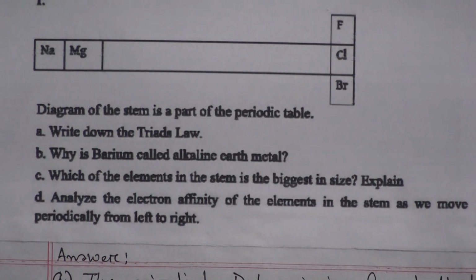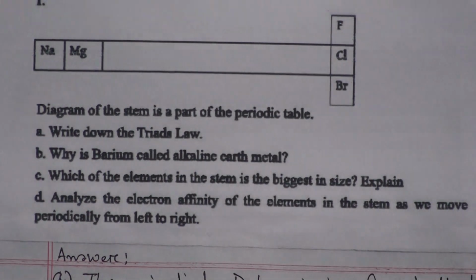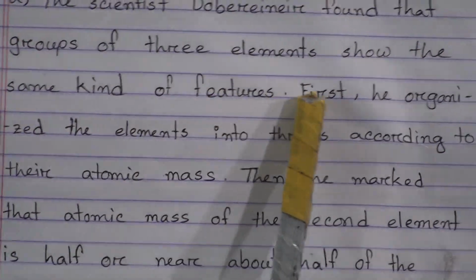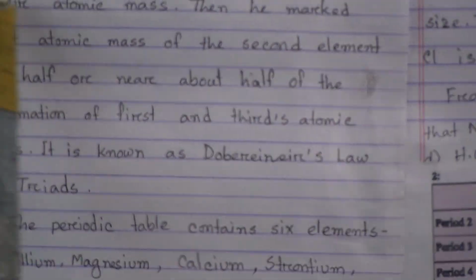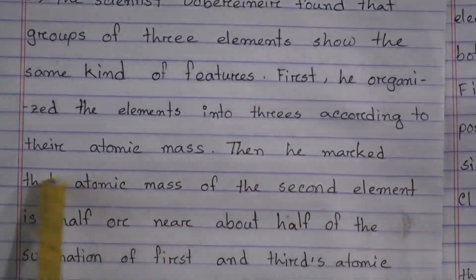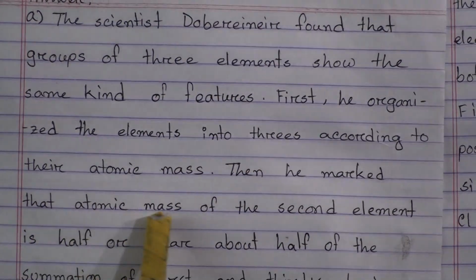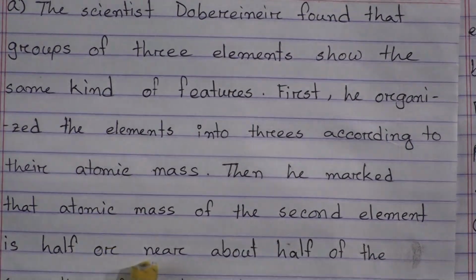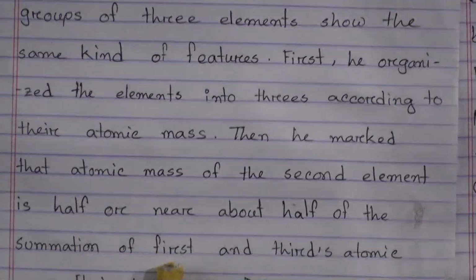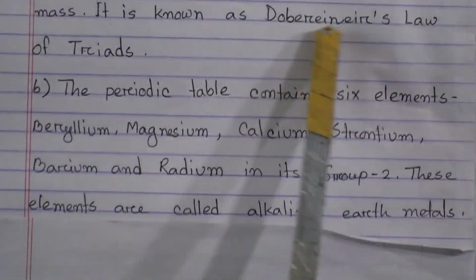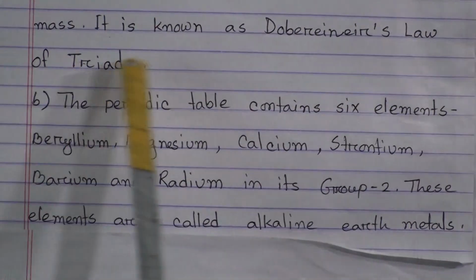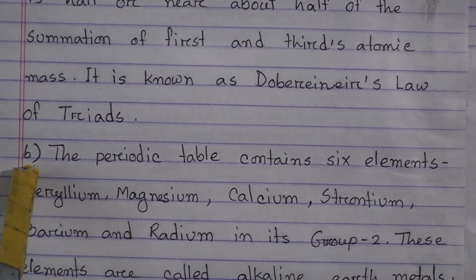The first one, the answer: scientist Döbereiner found that groups of three elements show the same kind of features. First he organized the elements into threes according to their atomic mass, and then he noted that the atomic mass of the second element is half, or near about half, of the sum of the first and third element's atomic mass, and it is known as Döbereiner's law of triads. Now come to the answer of B.